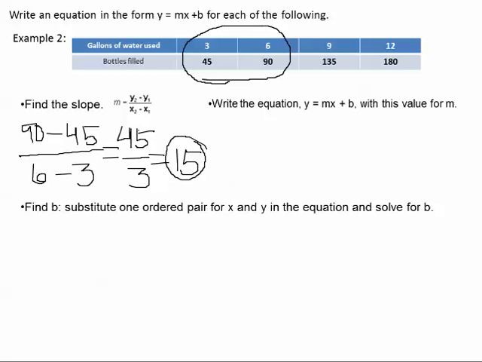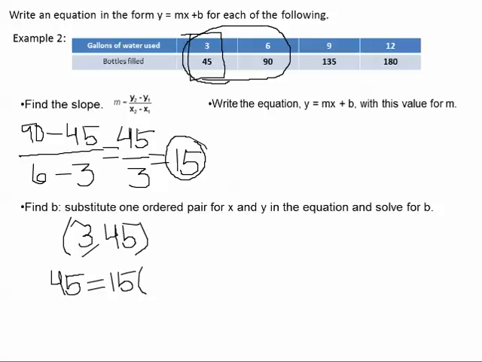Now I want to find my b, so I'm going to choose an ordered pair. I'm going to go with 3, 45. And I'm going to plug that into my slope-intercept form, which is y equals mx plus b. My y is 45, so I have 45 equals m, which we found to be 15, times 3, which is the x, and I'm looking for the b.